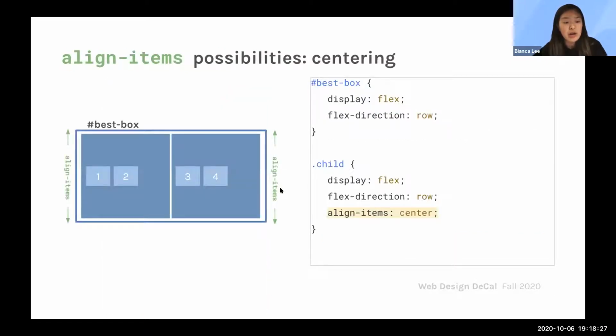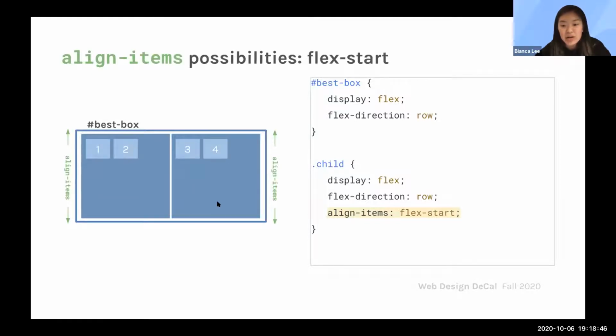We also have something called align items. What align items allows us to do is align elements on the secondary axis. So if we have flex row going on, the secondary axis would be the y-axis, which is why we're centering these elements this way. Another example would be align items flex start. So now we're starting from the top of the box, and flex end would let us start from the bottom of the box.